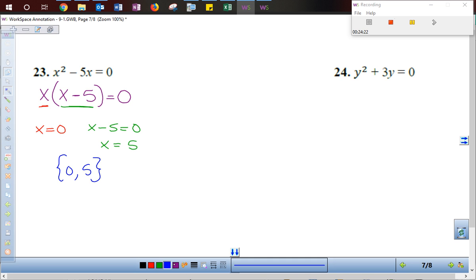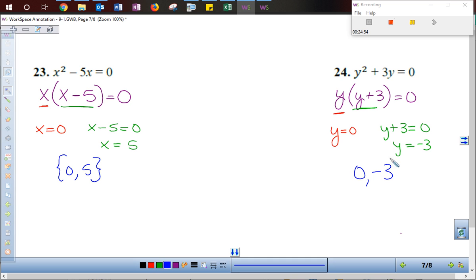Let's see if that works again on 24. Again, I have a degree of 2 here, so let's take out the GCF. Both terms have a y in common, and I'm left with y times y plus 3 equals 0. Now I can take my first term and set it equal to 0, and I can take my second term and set it equal to 0 and solve. So that gives me a result of 0 and negative 3. So the zero product property and factoring out the GCF go hand in hand to help you solve equations with a degree of 2.